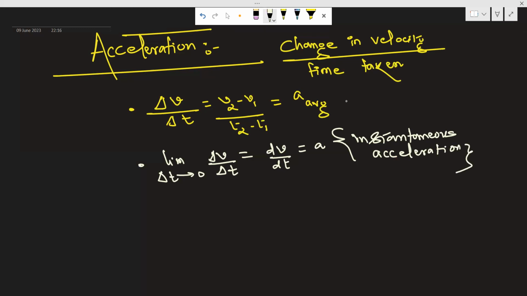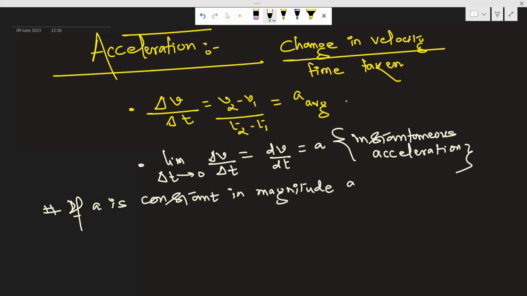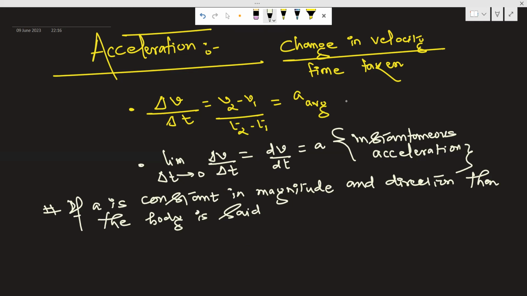अब हम लोग को जो याद रखना है कि if the acceleration is constant in magnitude and direction, then the body is said to be in uniformly accelerated motion.